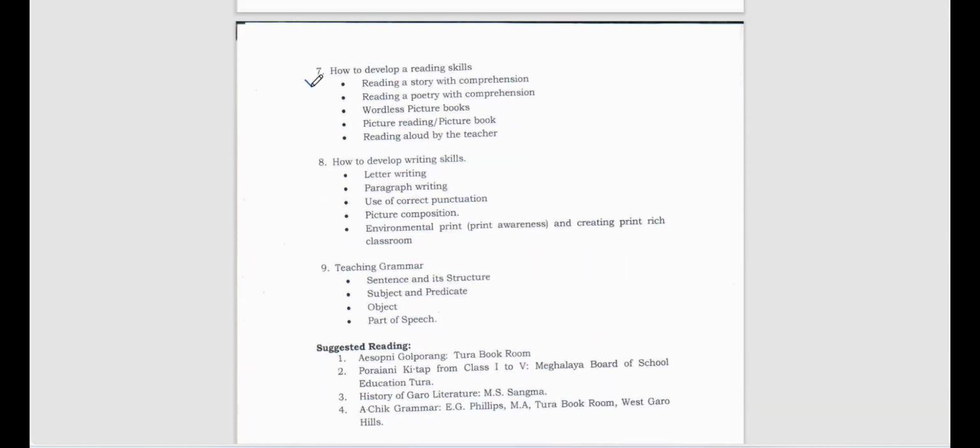So number 7, how to develop reading skill. See, we have already learned about speaking skills, we have already learned about listening skills. Now we are going to read about the third skill, that is the reading skills. So how are we going to develop our reading skills? Reading a story with comprehension.